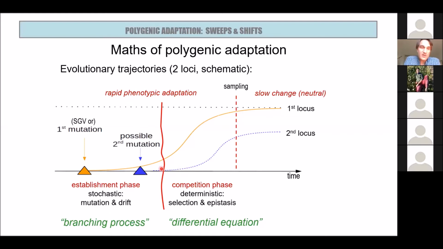Later on, when these frequencies are larger, then drift is no longer so important. Selection then is very efficient. The movement of these alleles becomes deterministic. And so we can describe this by a deterministic theory, where selection, and also epistasis, the interaction between loci, plays an important role. Technically, this is a branching process, and this is a differential equation later on.